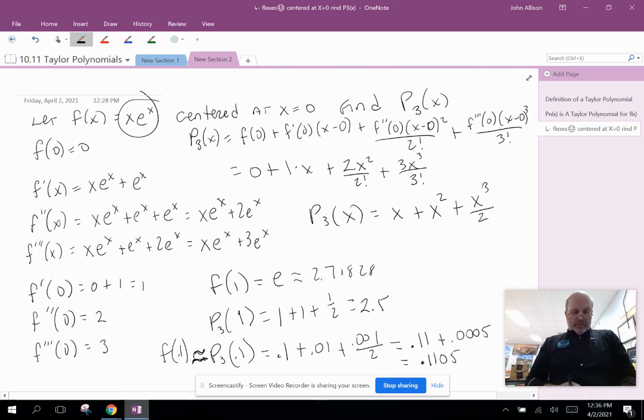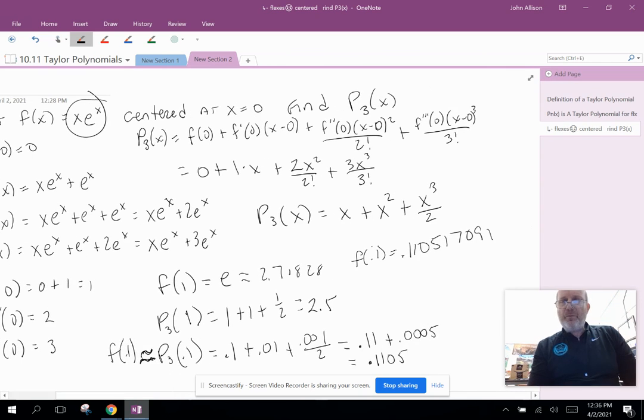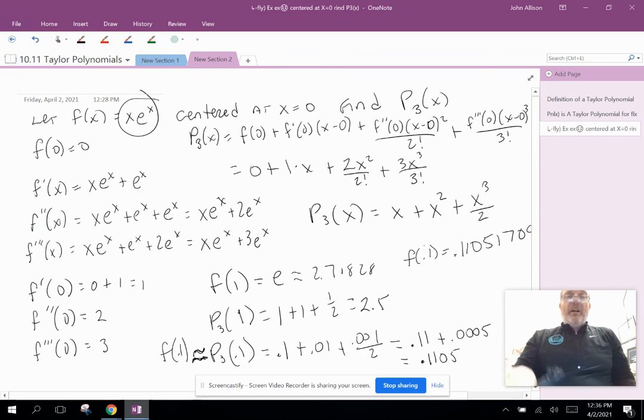F of 0.1 is actually 0.1 times e raised to the 0.1. According to the calculator here, f of 0.1 is 0.11051709. So you can see we got a pretty good approximation for values close to 0. And that's exactly what we expected it to do. And that's how we create an nth degree Taylor polynomial, or finite degree Taylor polynomial, and use it to approximate values of a function.